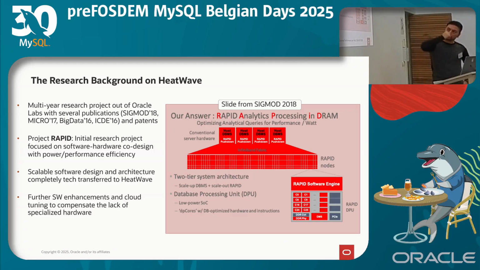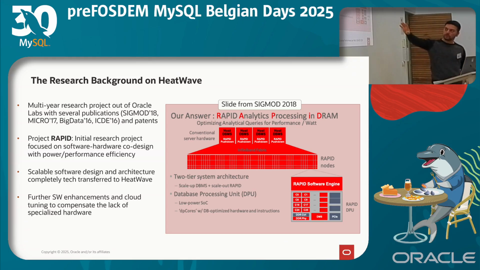We worked in Oracle Labs for many years and started as a system for software-hardware co-design. Basically, even the chip was designed from scratch for Rapid. Back then, the project code name was Rapid. What we wanted was both power and performance efficiency. And the hardware was not the only key ingredient here. We also developed a scalable software design and architecture that can benefit from this hardware.